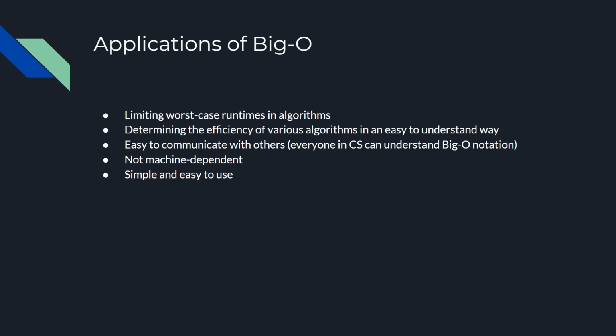Second, we like to determine the efficiency of various algorithms, and usually we don't want an actual function, which could be lengthy and hard to write out. And third, it's easy to communicate with others. So in every CS job interview or when you're talking with other programmers, when you talk about big O notation, they'll understand. Fourth is it's not machine dependent. Like I said, if you have a really quick computer, you might run an algorithm 2, 3 times faster than someone else, but that's not really representative of how efficient the algorithm is. And big O notation helps with that by being hardware independent.